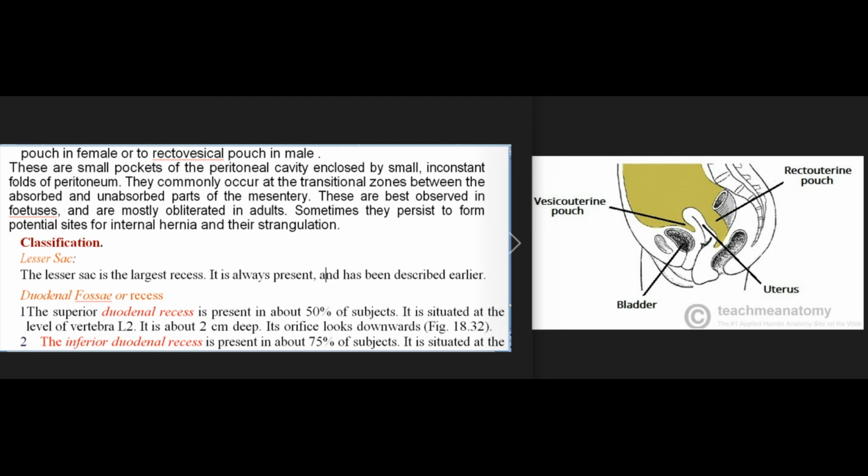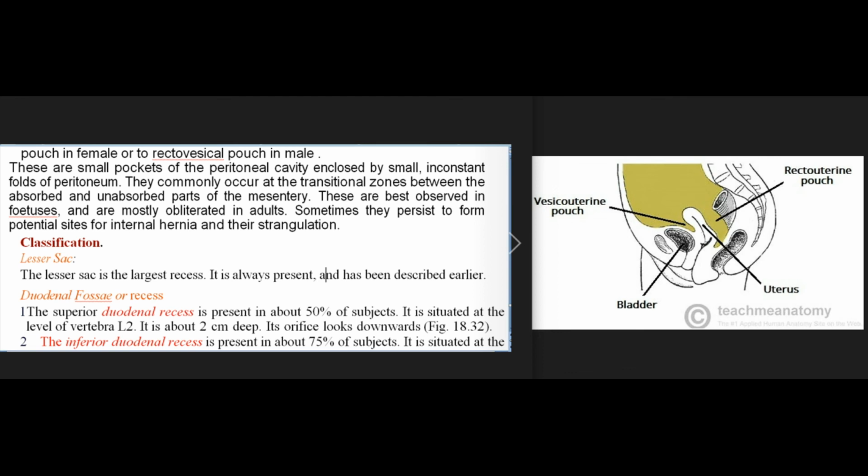Classification. Lesser sac. The lesser sac is the largest recess. It is always present, and has been described earlier. Duodenal fossa or recess. 1. The superior duodenal recess is present in about 50% of subjects. It is situated at the level of vertebra L2. It is about 2 centimeters deep. Its orifice looks downwards, Fig 18.32.